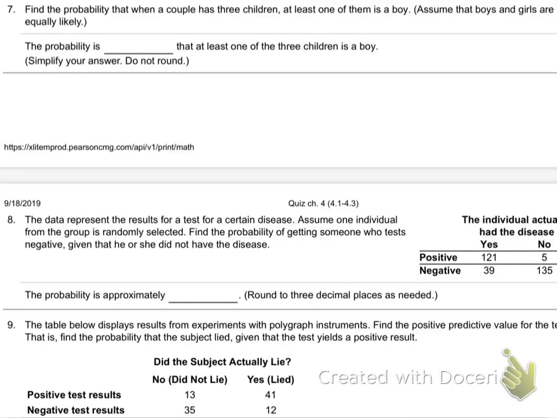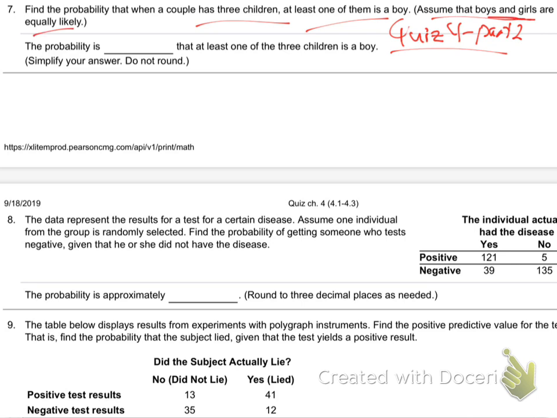Okay, so here is question number 7. This is quiz number 4, chapter 4, part 2. Find the probability that when a couple has 3 children, at least one of them is a boy. At least one of them is a boy. And assume the boys and girls are equally likely.